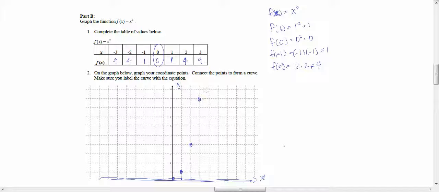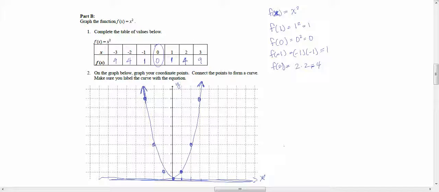Then also the reverse is true. So negative 1 goes up to positive 1, negative 2 goes up to positive 4, and negative 3 goes up to positive 9. Hence, I'm getting this curvy shape looking thing right here, which we call a parabola. Notice how a parabola looks the same on the right hand side as it does on the left hand side. It's kind of symmetric like that.